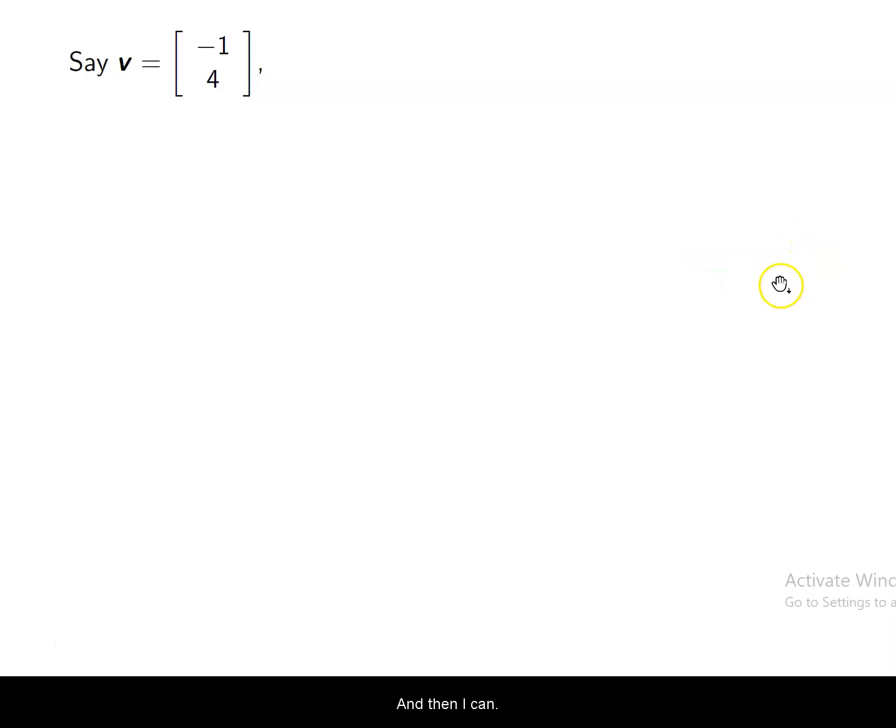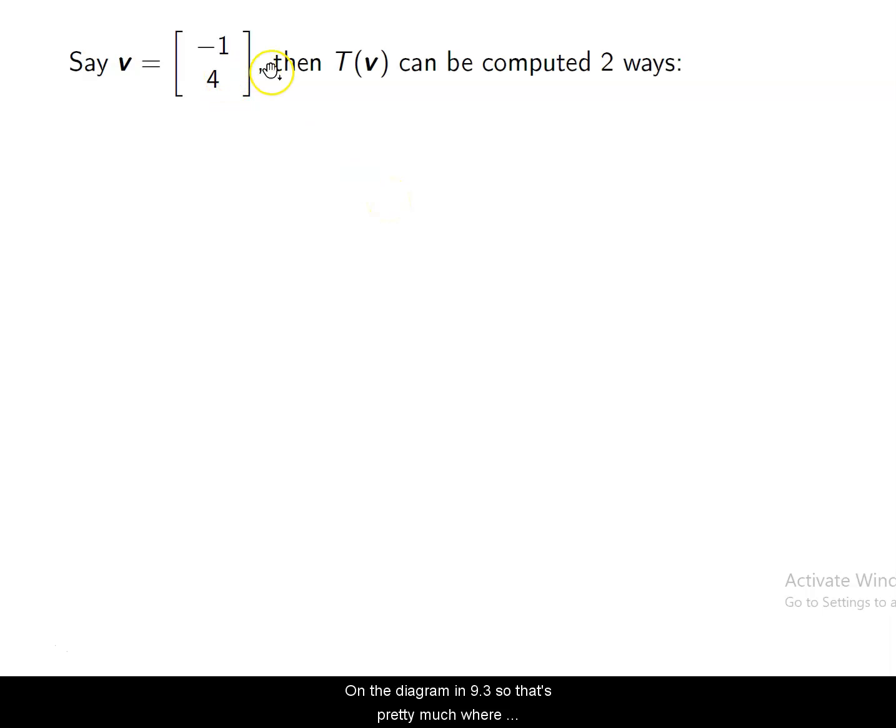And then I can use that coordinate vector representation, and then turn it back into its original vector for the transformation, right? So that little U that we had from the diagram in 9.3. So that's pretty much what we're going to do here, okay? So V is -1, 4.